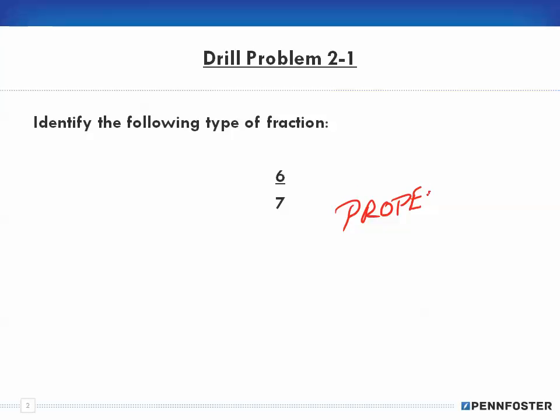If you don't know the difference between proper and improper, then obviously go back into your text and see the difference. Okay, next one, 2-3. Again, 14 over 11. This here is an improper fraction.